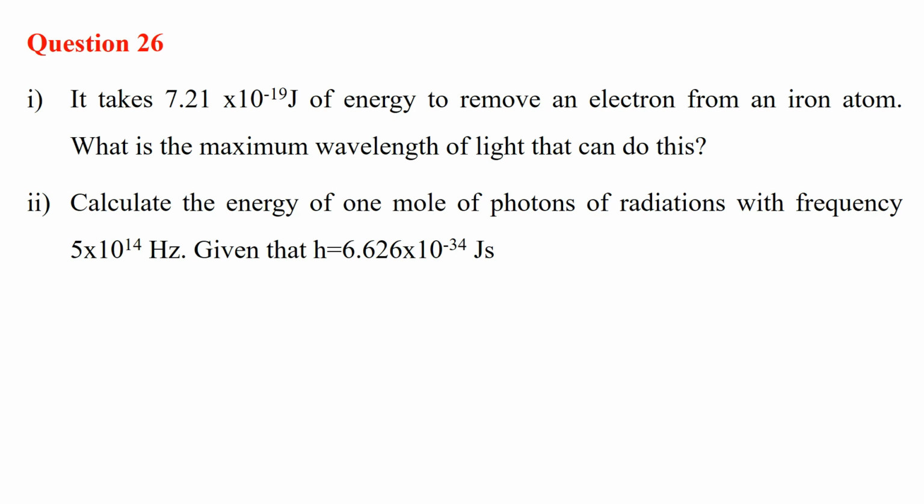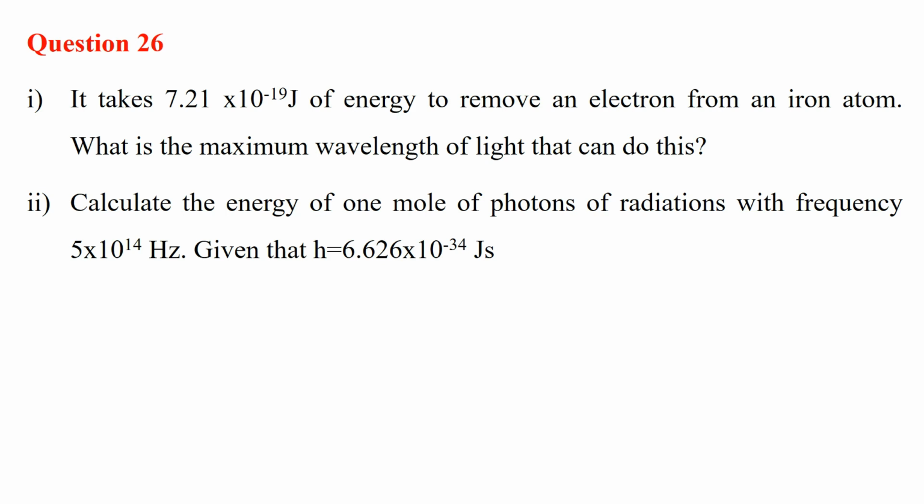Then question 26 is asking: if it takes this energy, 7.21 times 10 power negative 19 joule, to remove an electron from the iron atom, then what is the maximum wavelength of light that can do this? So we have the energy, then we can calculate the wavelength. They're asking for the maximum wavelength.